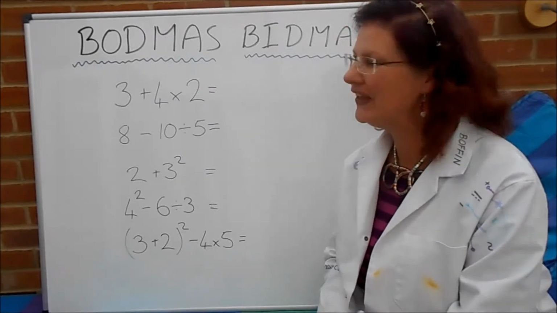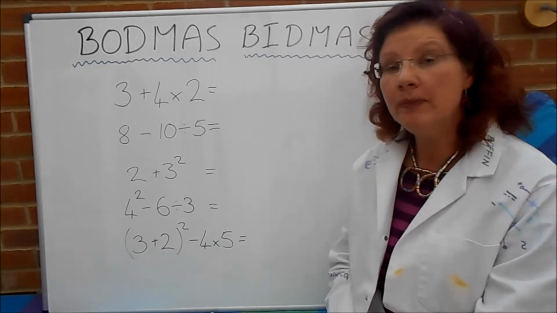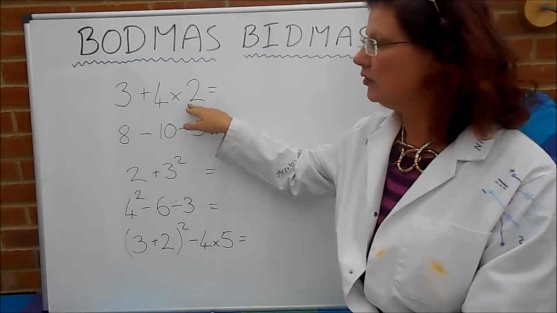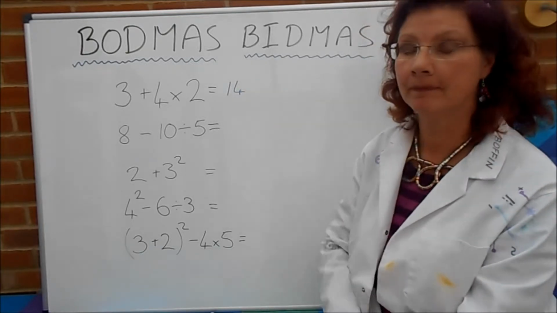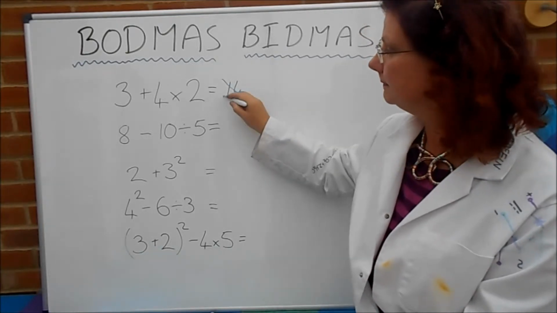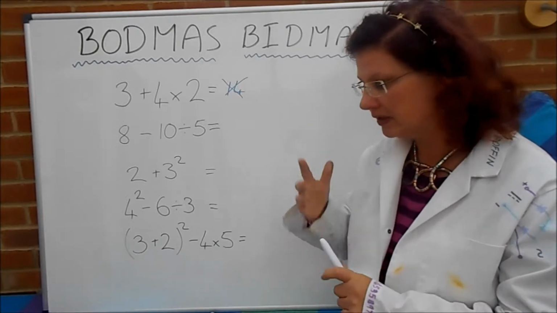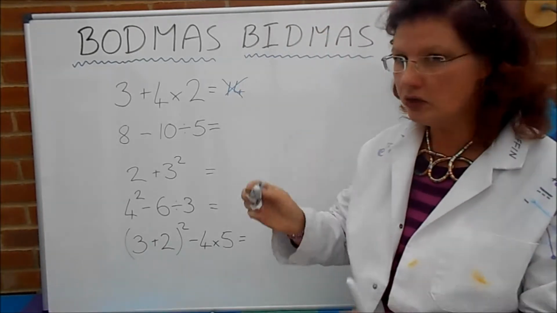Okay, ready to have a go at these? Starting off with the top one. Now, a lot of people would look at that and go, 3 plus 4, that's 7, times by 2, 14. And they'd be wrong. It's not 14. Because Bidmas tells us that we need to do it in a different order. It's not left to right.